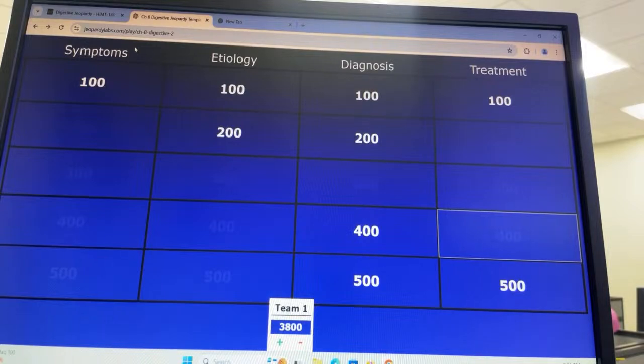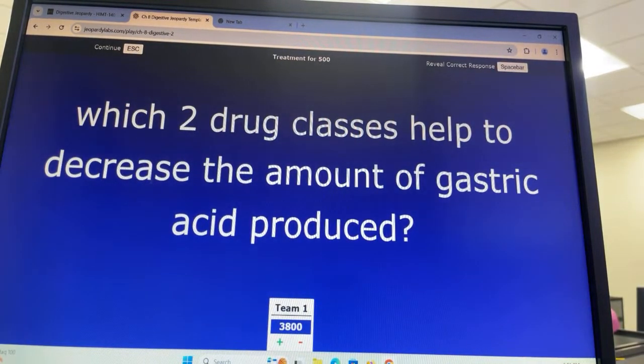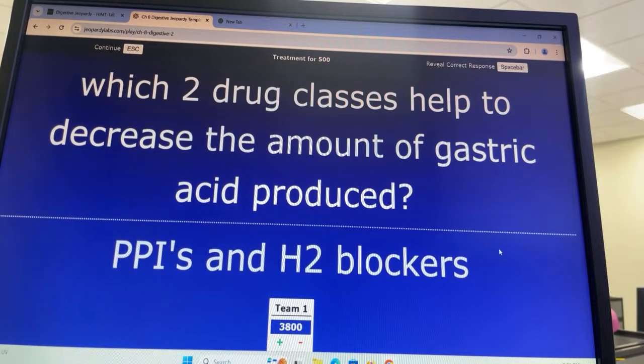All right. Treatment. Which 2 drug classes help decrease the amount of gastric acid produced? Was that PPI and H2 blockers? It was. Yep, those 2 drugs, which are the treatment for a lot of different things, basically just reduce the amount of stomach acid.